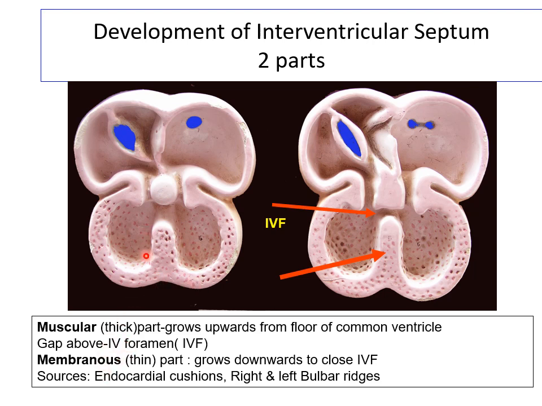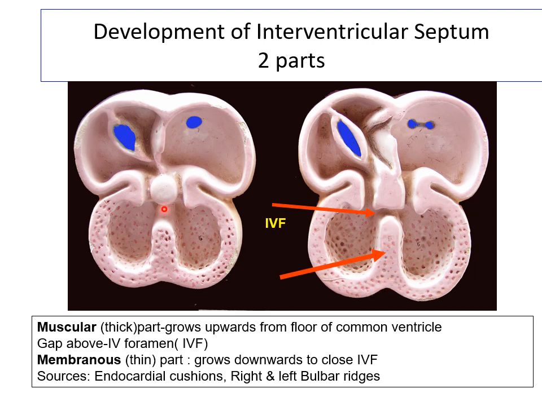And you can see here this gap that is formed temporarily between the partitioning ventricles. This is known as the interventricular foramen. So this is the future right ventricle and the future left ventricle, and this is the muscular part of the interventricular septum, a thick part which has grown from the floor.